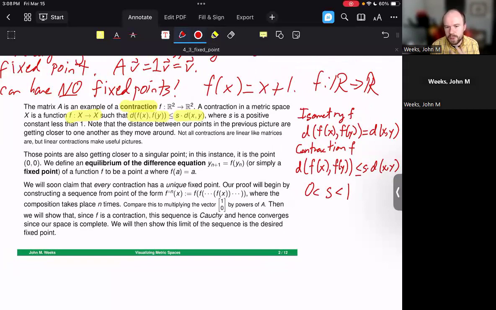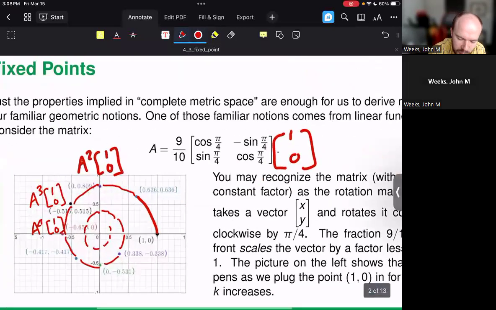So note the distance between our points in the previous picture are getting closer and closer to one another as they move around. Namely, the distance between the y values of these points is different than the distance between any two given x values.